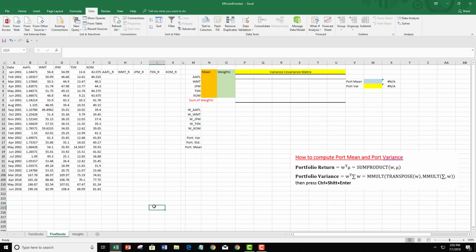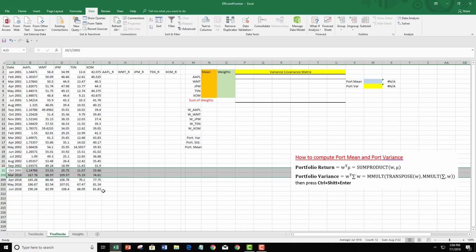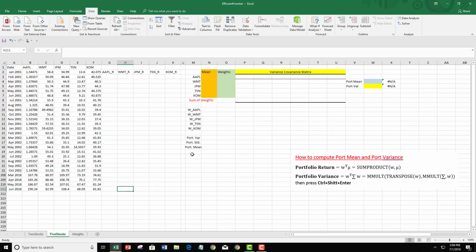Now I want to show you how to construct the portfolio frontier for a 5-stock portfolio. To begin with, I have monthly historical prices of 5 companies: Apple, Walmart, JP Morgan, Tyson, XOM from January 2001 to June 2018. I have also hidden a few rows here so that the data fits within that window and I can record the entire screen. Besides that, I have other text information here which I'm going to use when we move forward.